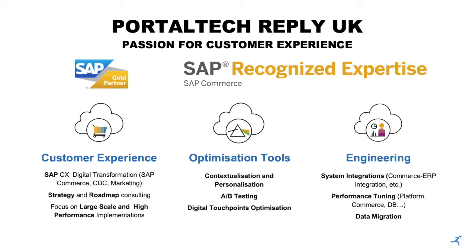Our three main areas of focus are customer experience, optimization tools, and engineering. Under customer experience, we focus on large scale and high performance implementations. We help our clients with digital transformation for most of it, and that concerns not just the SAP Commerce solution itself, but we can also dive into areas such as CDC and customer experience management, or Qualtrics solution, and diverse front ends and so on. And we also advise our customers on strategy and roadmaps and how to build out their commerce technological ecosystems.